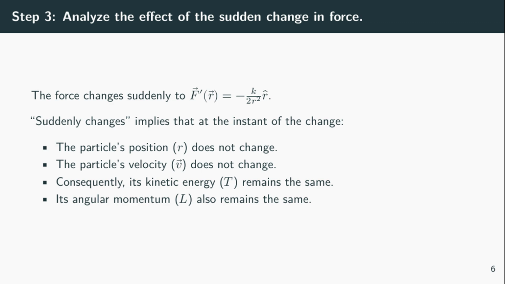Also, the particle's velocity vector v does not change at that instant. It's still moving with the same speed and in the same direction it was in the circular orbit. Consequently, because the velocity doesn't change, its kinetic energy T remains exactly the same at that moment, and also its angular momentum L remains the same.